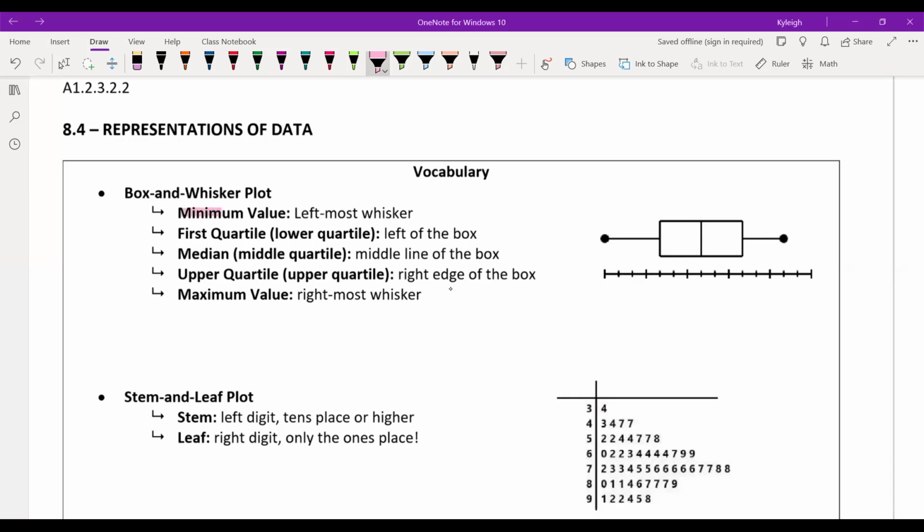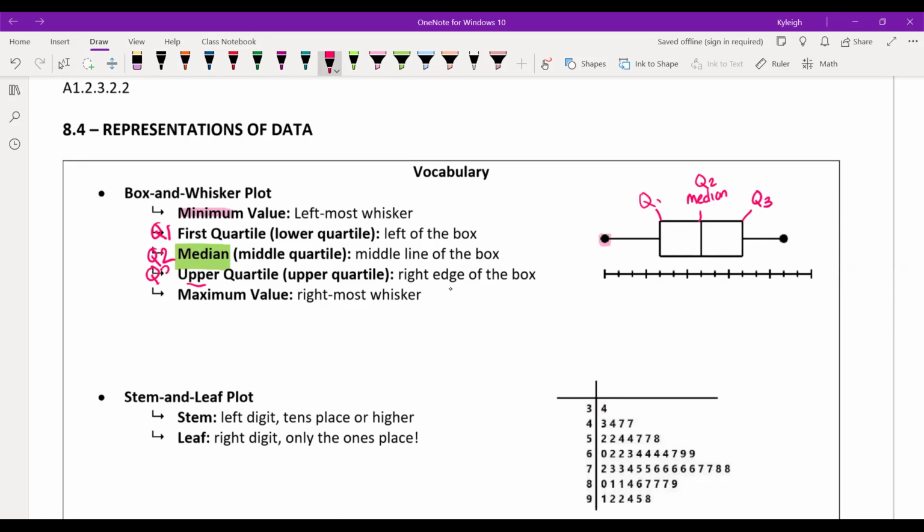The minimum value is going to be this last dot here. The first quartile, we would write that as Q1. That is this part of the box. So that's going to be called Q1. The median, which is the middle, can also be called Q2. So this is the median or Q2. And then the upper quartile is called Q3.